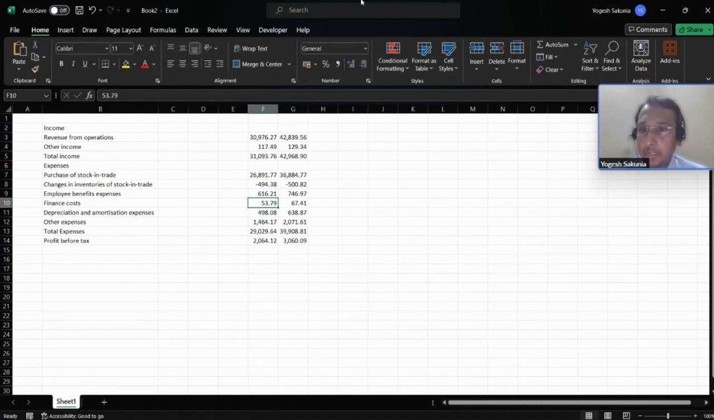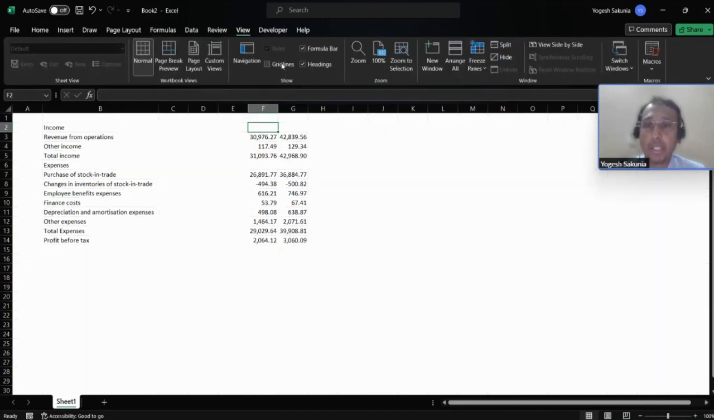Employee expenses, finance cost, depreciation, other expenses, total expenses, profit before tax. So we've taken this data for 2 years. Let me just quickly do a formatting. We cannot do a lot of formatting because we don't have time for that. So we will just stick to very basic formatting. We'll just remove the grid lines.